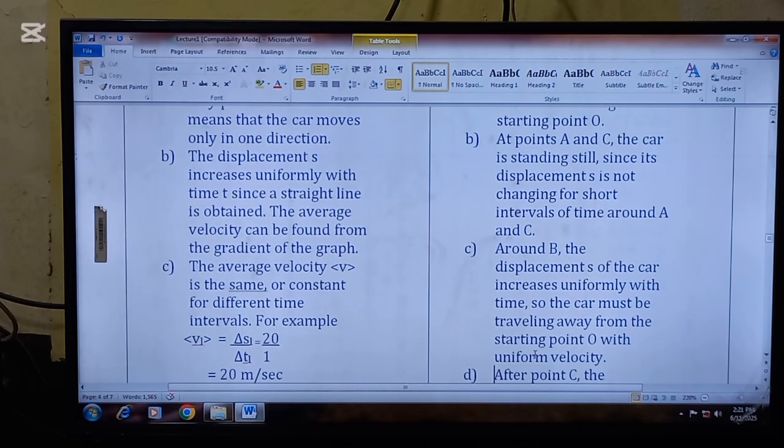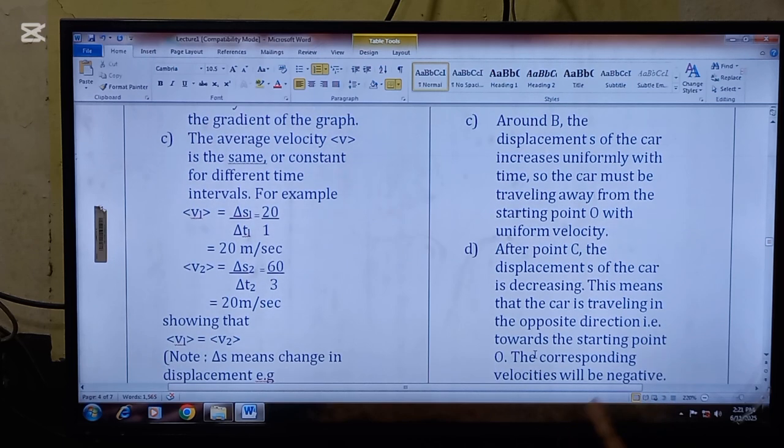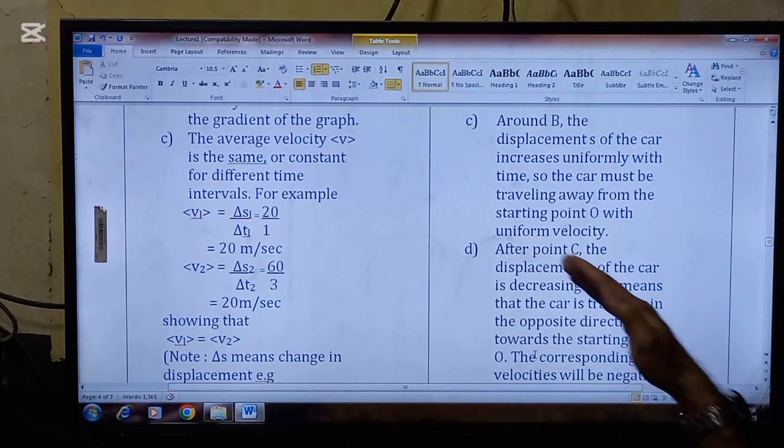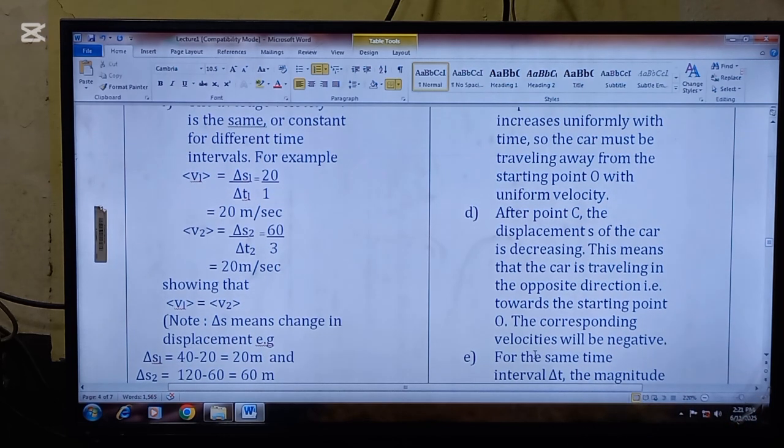Okay, the next deduction is after C, the displacement of the car is decreasing. That was on the downward. Now, this means that the car is traveling in the opposite direction, that is towards the starting point O. So the car is coming back because after the maximum point, the displacement gradually decreases. So it means the car is coming back towards the original point. The corresponding velocities will be negative.